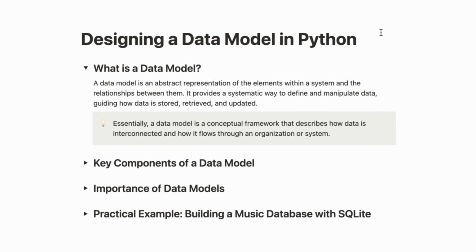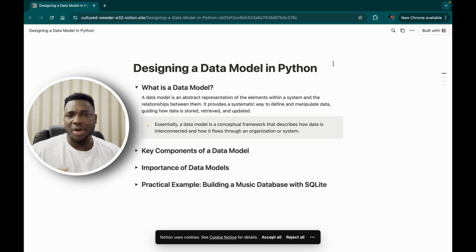What is a data model? A data model is an abstract representation of the elements within a system and the relationships between them. It provides a systematic way to define and manipulate data, guiding how data is stored, retrieved, and updated. Because data talk to each other, you have different tables existing within the database. They have different relationships, and you could have the dimension and the fact tables that need to connect.